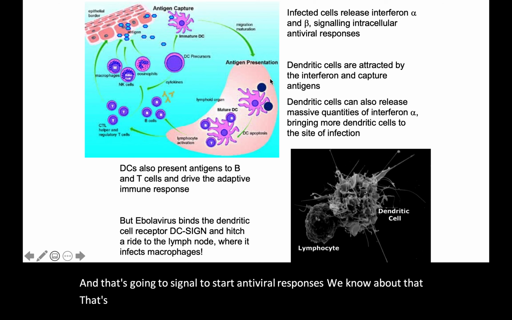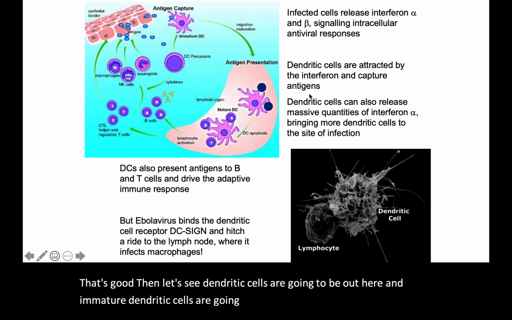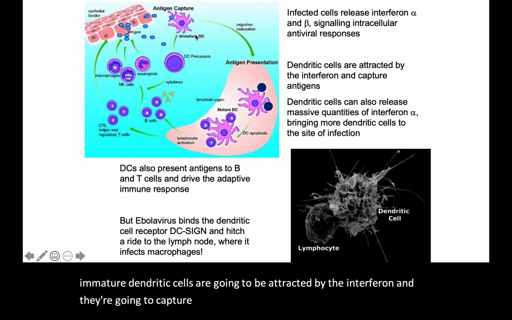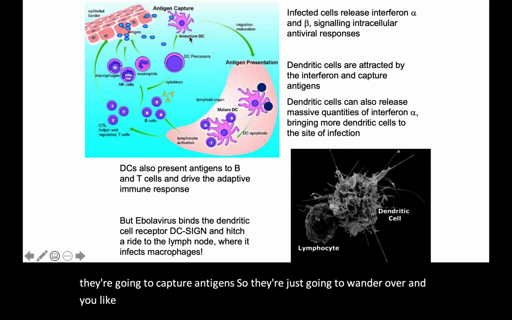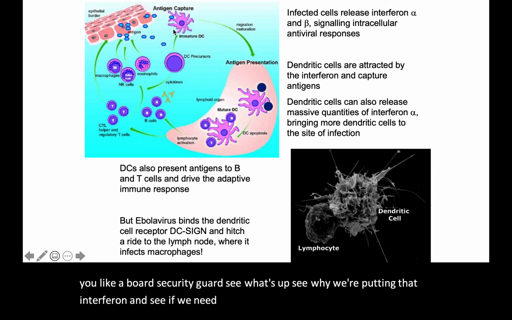Then, dendritic cells are going to be out here, and immature dendritic cells are going to be attracted by the interferon, and they're going to capture antigens. So they're just going to wander over and, like a bored security guard, see what's up, see why we're putting out interferon, and see if we need to radio on the old walkie-talkie to mall headquarters.